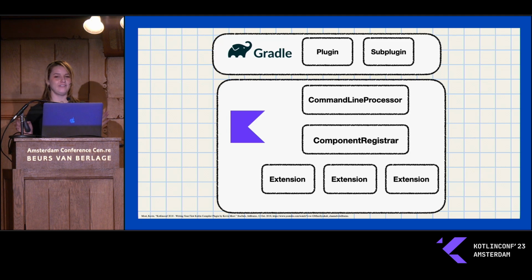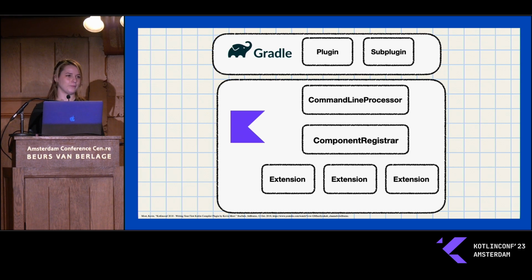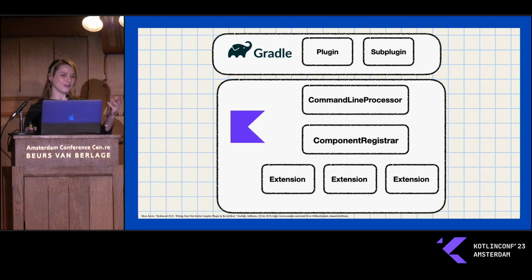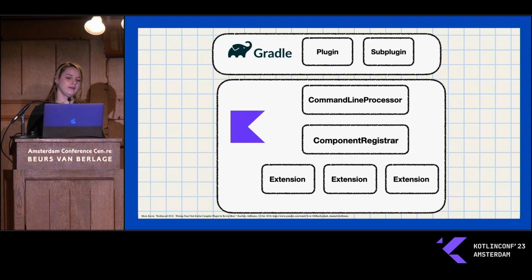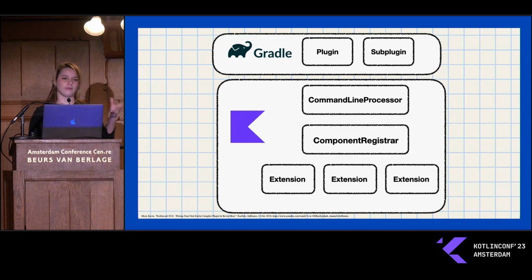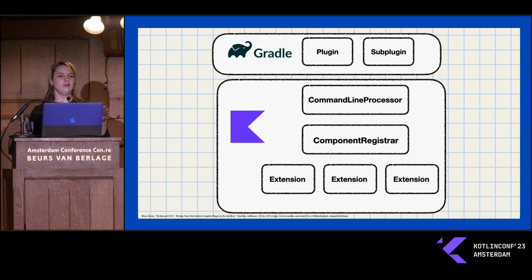So, Kevin Most had an excellent talk back in KotlinConf 2018 called Writing Your First Kotlin Compiler Plugin. This is a diagram that he had in his talk, and I thought it did a great job of breaking down what a compiler plugin looks like with a Gradle wrapper on top. The top two has the plugin, which is like the API for Gradle, the sub-plugin, which is kind of like the interface between Kotlin and Gradle.